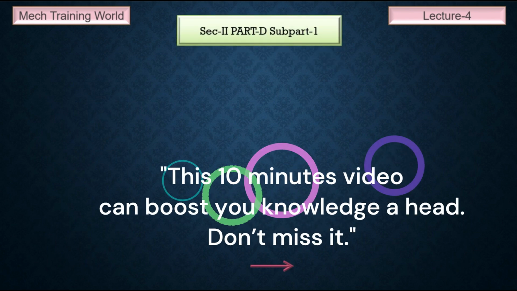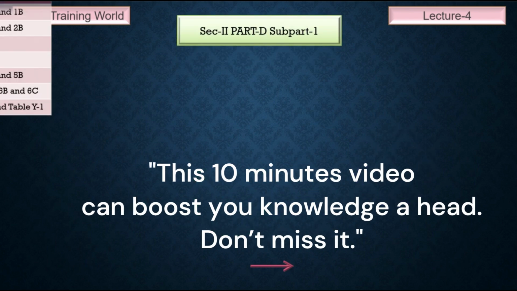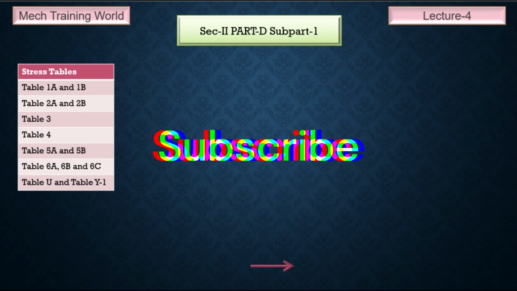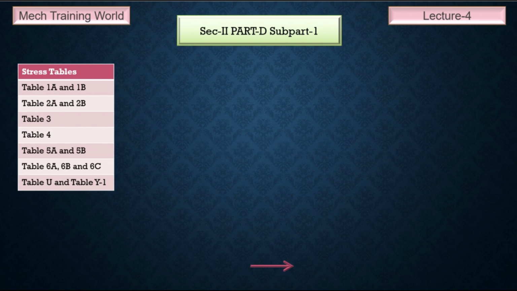If you open Section 2, Part D, Subpart 1, you will find stress tables. You will find different stress tables like Table 1A, 2A, Table U, Table Y1. Like this, you will find different stress tables. There are around 12 to 13 stress tables. If you have a code book, just open and see.